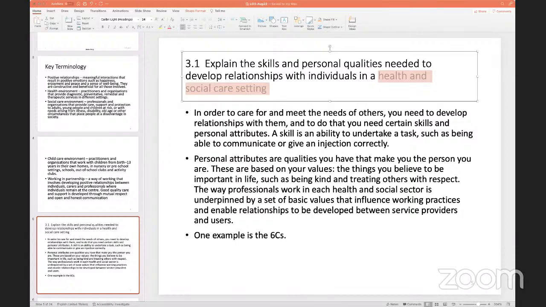Now, what are personal qualities? Anybody, when we say personal qualities, any idea?